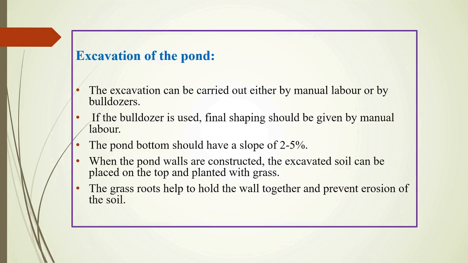The next point is excavation of the pond. The excavation of the pond can be carried out either by manual labor or by bulldozers. If the bulldozer is used, final shaping should be given by manual labor. The pond bottom should have a slope of 2 to 5%. When the stakes have been established for the construction of dikes, 2% of topsoil should be removed.